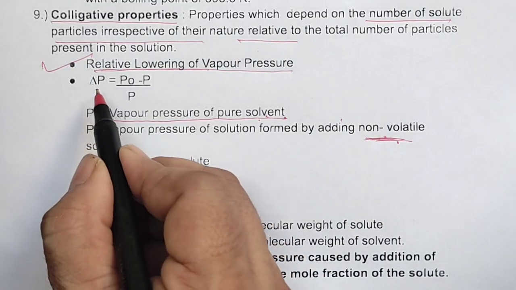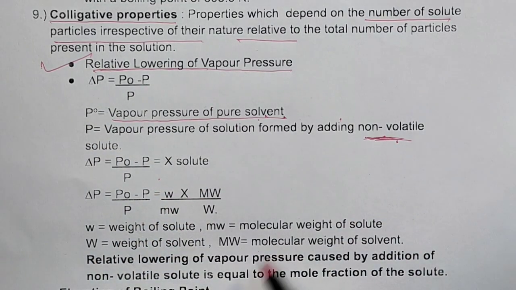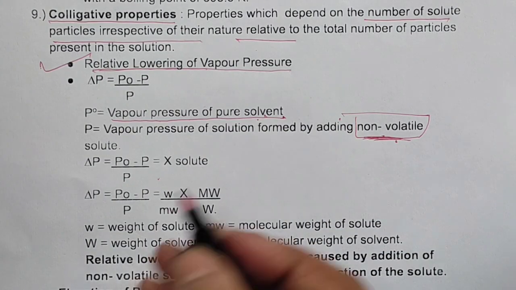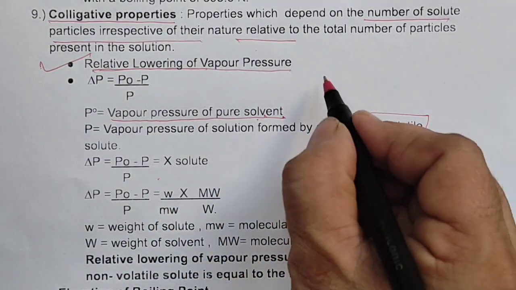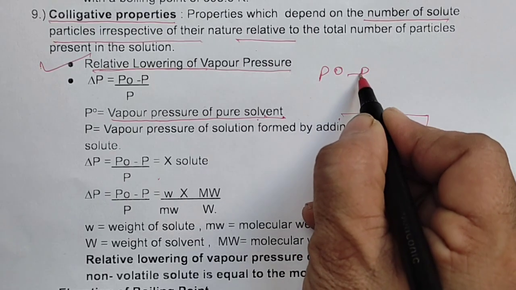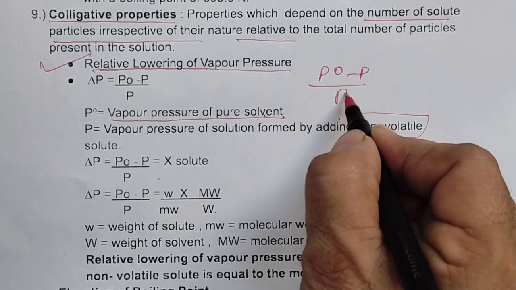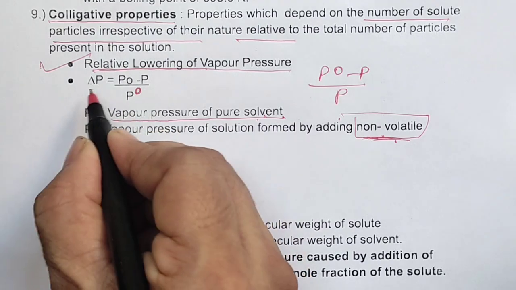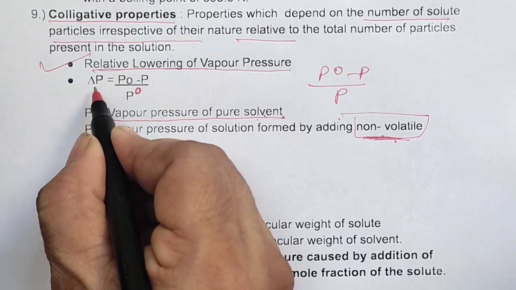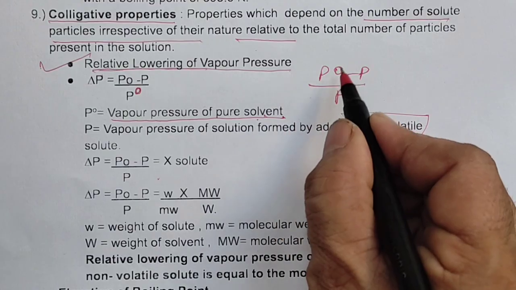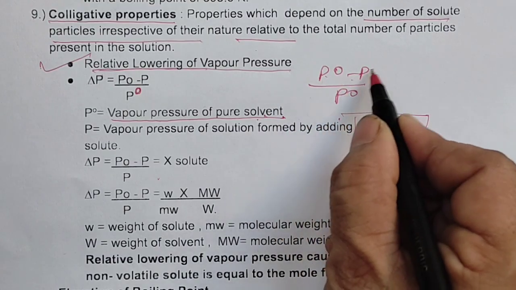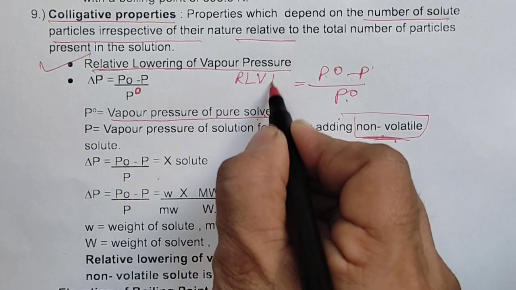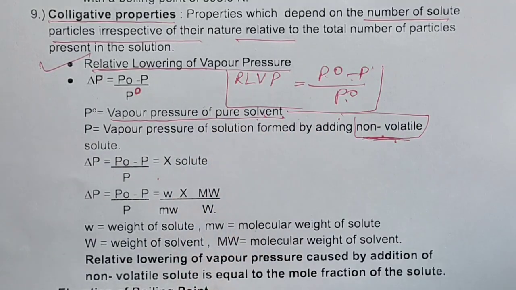So you have the lowering in the vapor pressure caused by adding a non-volatile solute, right? Which we represent as P naught minus P. And if I divide it by P naught, this is P naught, children. This is RLVP. So the relative lowering in the vapor pressure we represent as P naught minus P by P naught. This is equal to RLVP, relative lowering in the vapor pressure, right?